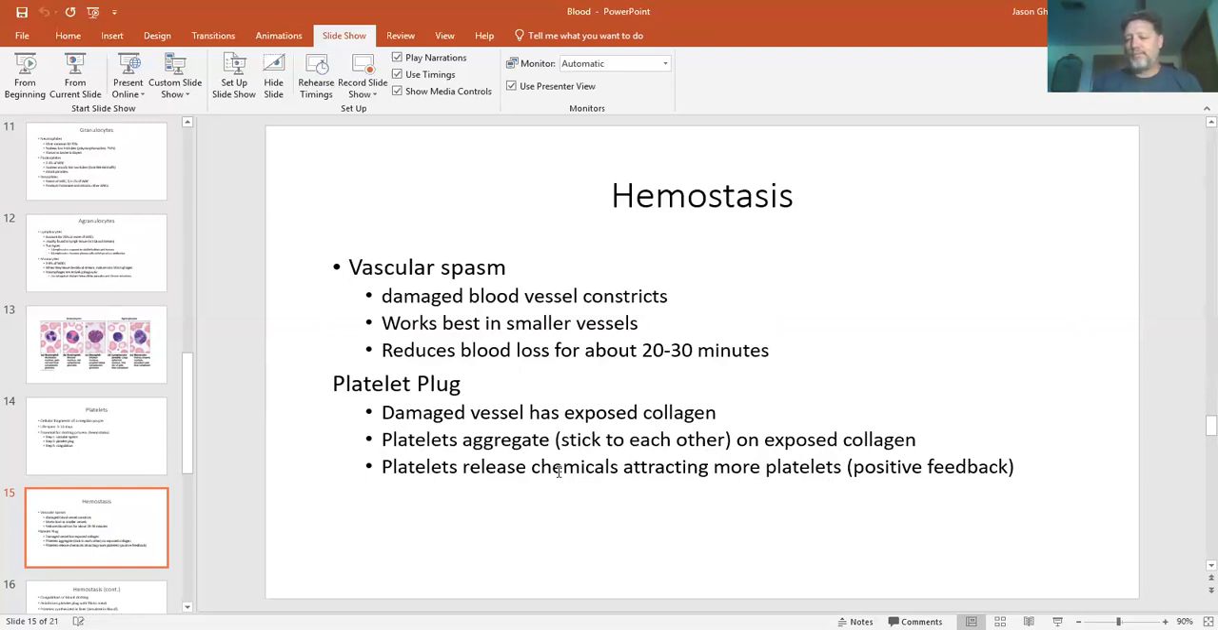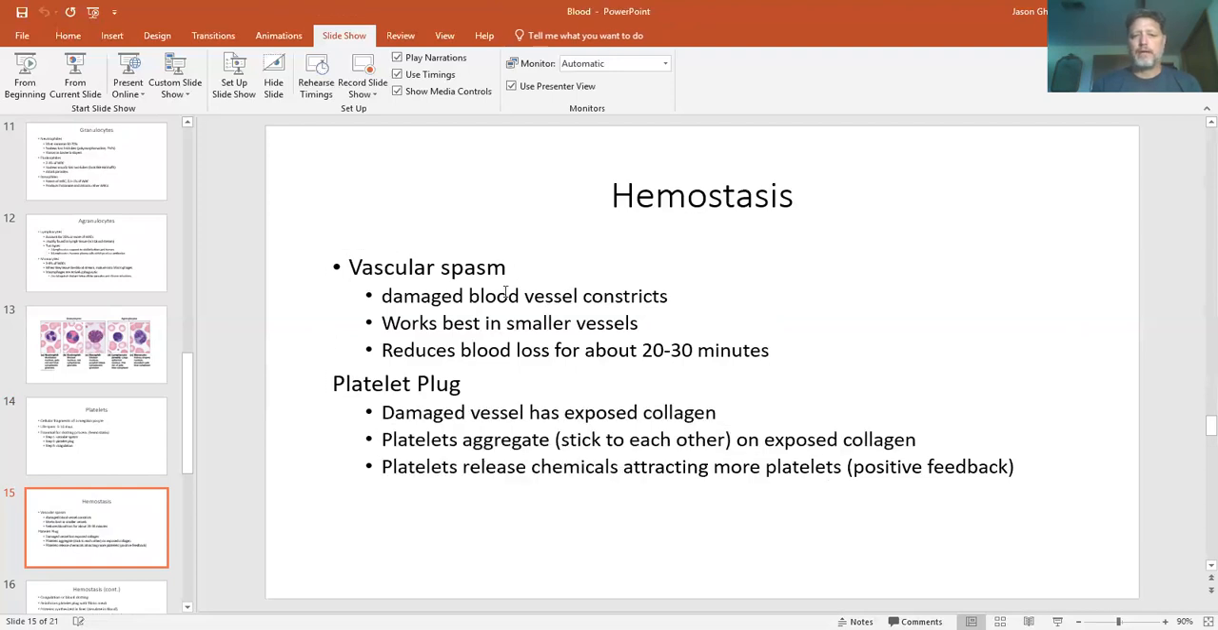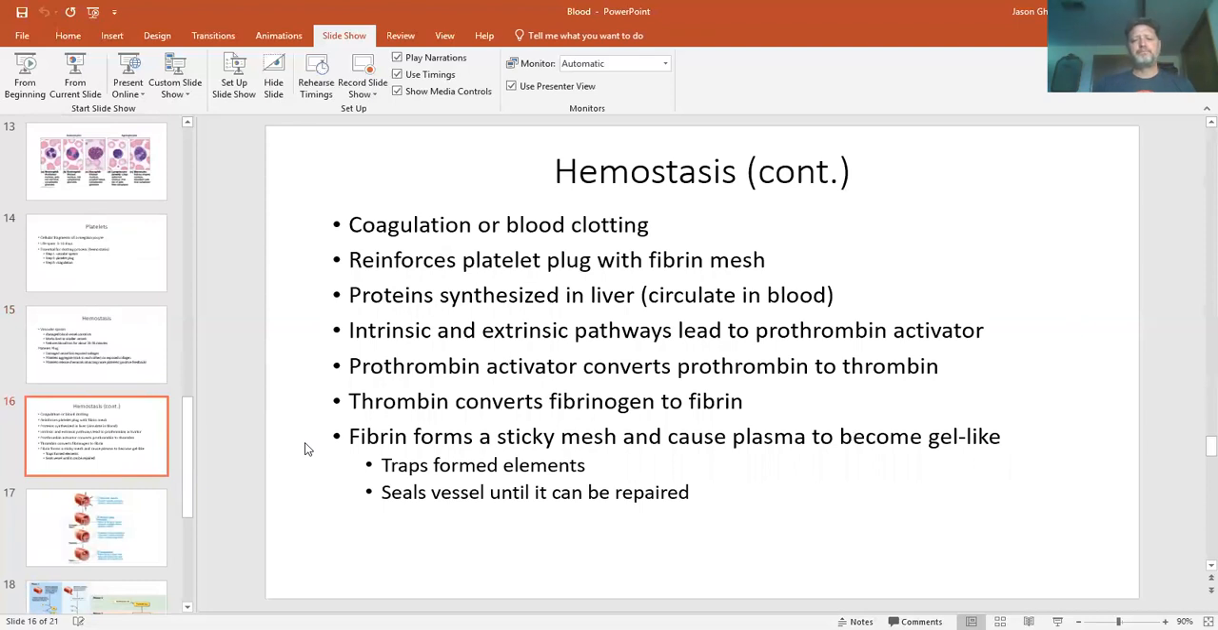These work in smaller blood vessels also, but bigger ones than what you have to worry about with the vascular spasm. This will help with a bigger blood vessel. Our most severe case is what we call coagulation, or the actual blood clot. And this is going to, again, reinforce the plug that has already occurred there with something called a fibrin mesh.